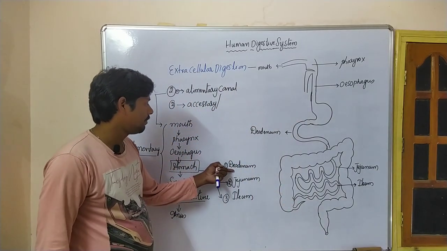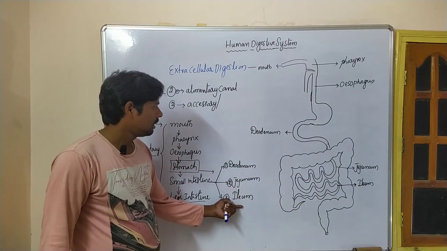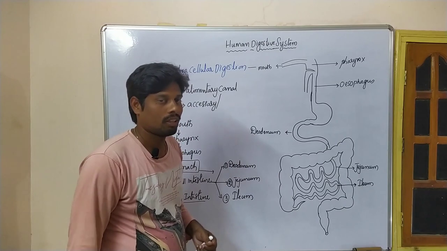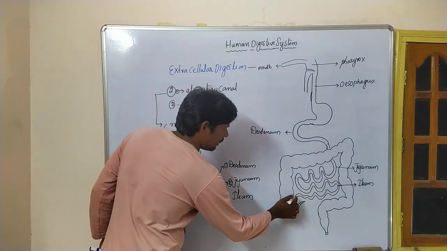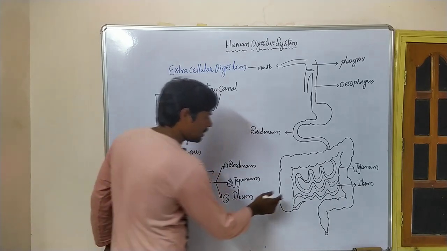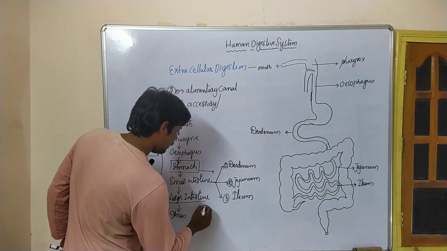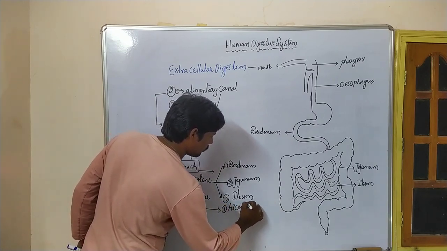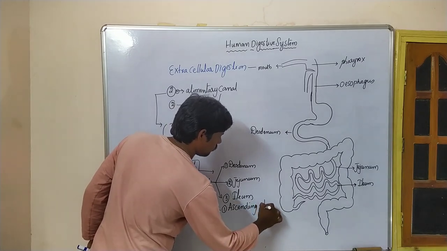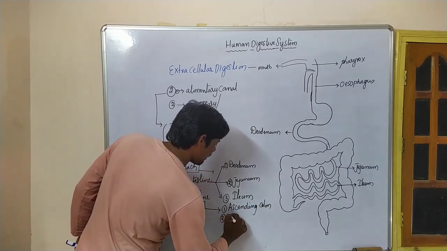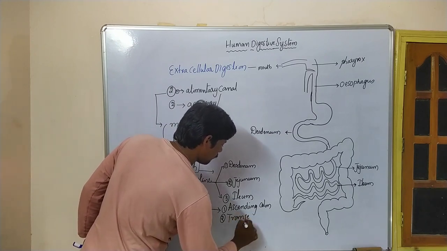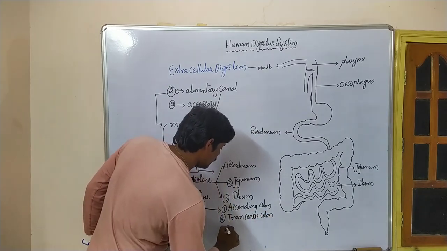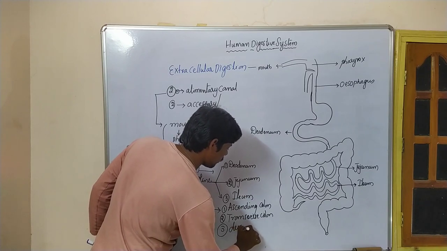So the small intestine is divided into three parts: the upper part, the middle part and the lower part. Coming to the large intestine, this is the large intestine. The large intestine is again divided into three parts. One is the ascending colon, the second is the transverse colon, and the third is the descending colon.